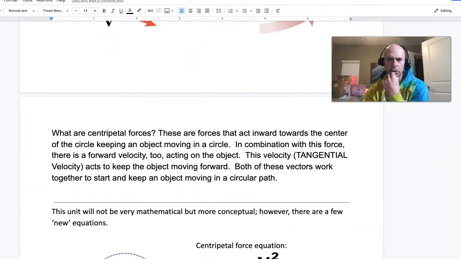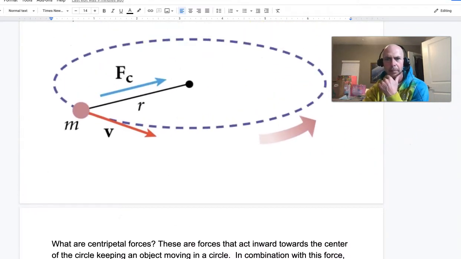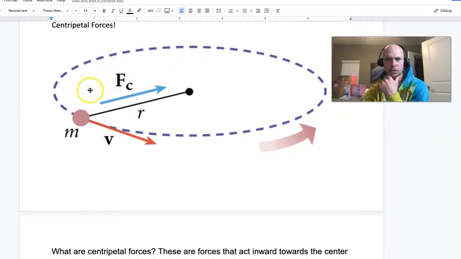So basically, first off, what are centripetal forces? These are forces that act inward towards the center of the circle. Keeps the object moving in that circle. In combination with this force, we have this forward velocity. We call that the tangential velocity. Okay, so there's my picture again. There's my centripetal force, and there's my tangential velocity.